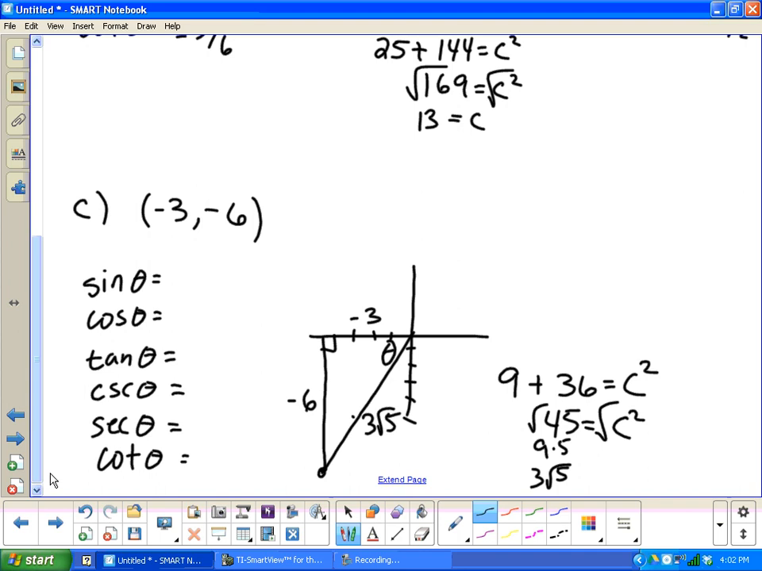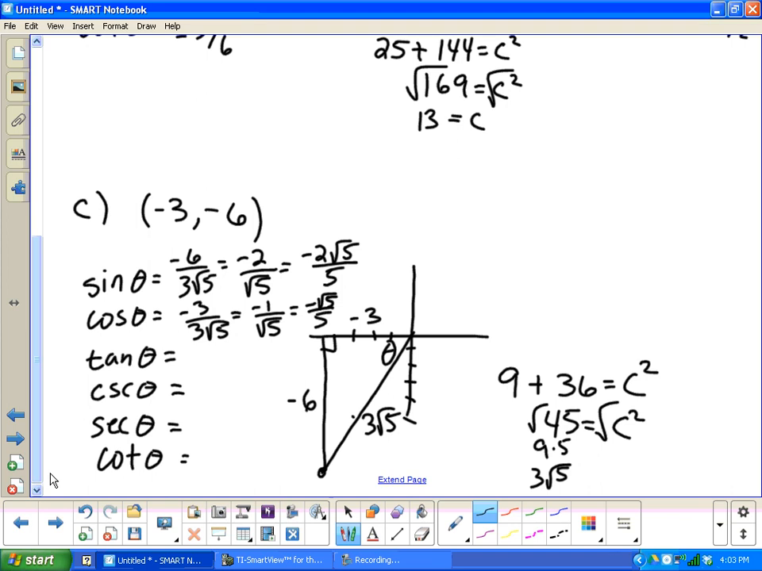Okay, now let's find our ratios. So sine is opposite over hypotenuse. That would be -6, that's opposite, over the hypotenuse, 3 square roots of 5. Okay, notice that's going to reduce to just -2 over the square root of 5, and I'd have to rationalize here. It would be -2 square roots of 5 over 5. Okay, the cosine is the adjacent side over the hypotenuse, so that would be -3 over 3 square roots of 5. Notice the 3's would just cancel. It would leave me with -1 over square root of 5. And we'd rationalize and get negative square root of 5 over 5.